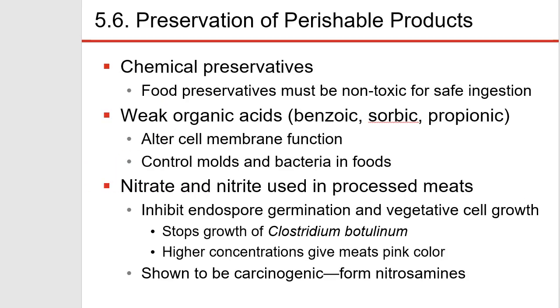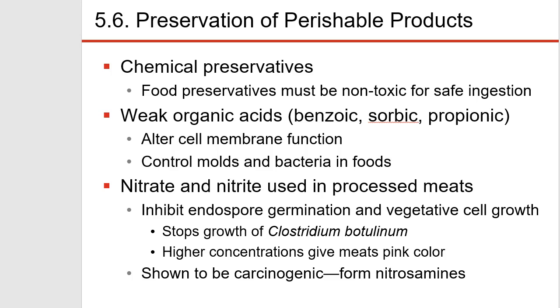All right, preservation of perishable products. We've talked about this before. Chemical preservatives: food preservatives must be non-toxic for safe ingestion. So these chemicals have to be okay for us to eat them. But oftentimes they alter the cell membrane function, controlling mold and bacteria in food. So next time you are about to eat something, look on the back and see if you see the words benzoic, sorbic, or propanoic, because they are on a lot of the foods that we eat.